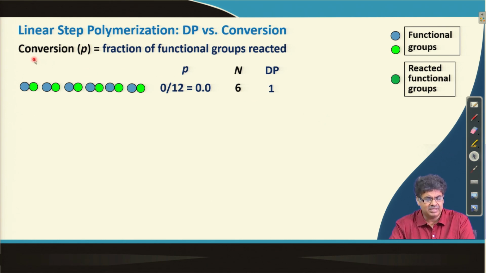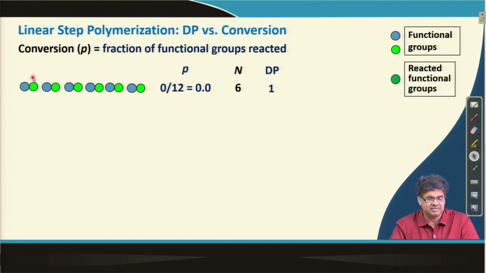We also define one term, conversion, which we discussed earlier. In the case of linear step polymerization, conversion is the fraction of functional groups reacted. So, if you have 100 functional groups and 90 of them have reacted, then the conversion is 90 by 100, or 0.9, or 90%. Now, let us give an example pictorially.